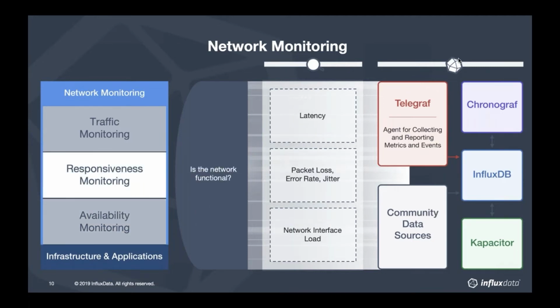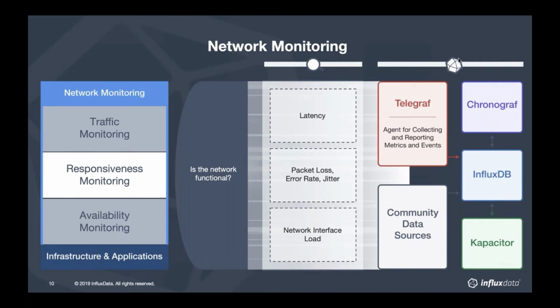Another pillar of your network monitoring is about responsiveness. Okay, I check the network is available, I can send traffic from A to B, reach the points where they're supposed to reach, but what kind of responsiveness am I providing in terms of latency, packet loss, error rate, jitter, and your network interface, by the way, what kind of load are you seeing there? Maybe some of the load that you experience is because you're jamming your network interface.